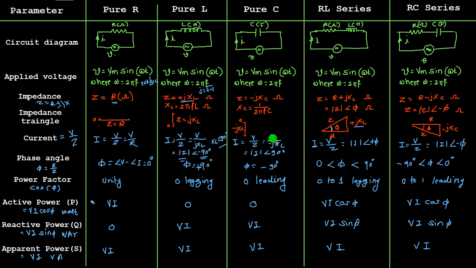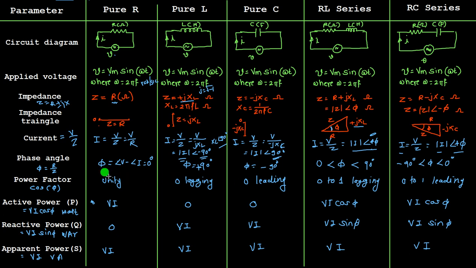I is equal to V upon Z, that is V upon minus jXC. So it is mod of V upon minus jXC. When it goes to the numerator, it will become a plus j, so that is a plus 90 degree. In the RL circuit, I is equal to V by Z, that is I at an angle of minus phi, and here in the RC circuit it is I at an angle of plus phi.